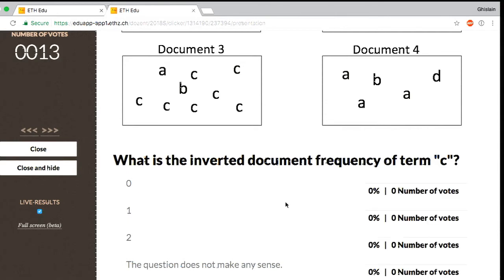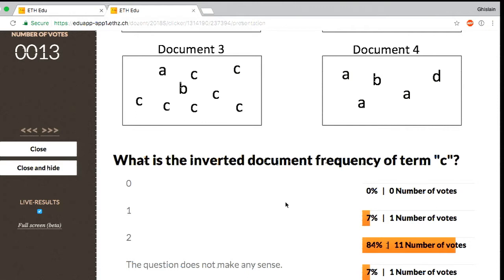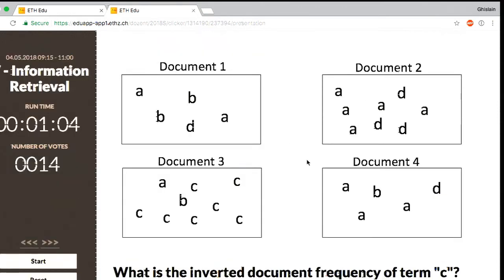Let me show the results, you can still vote. Yes, the answer is 2, because there's only one document that contains it. 4, the total number of documents divided by 1 gives you 4, and the log in base 2 of 4 is 2. Yes? Did you forget the minus in front of the log? Because the logarithm base 2 of 1 divided by 4 is normal.